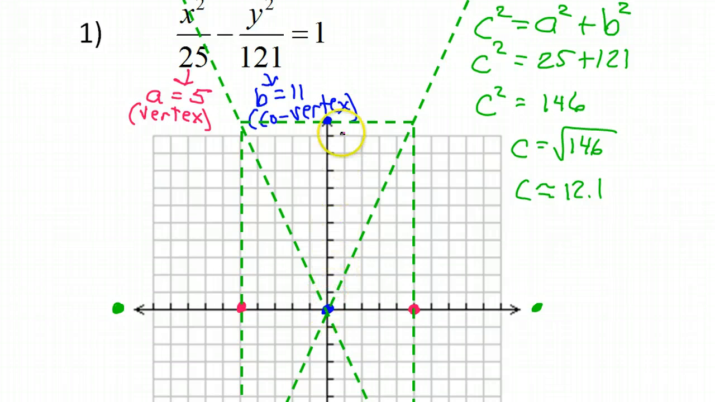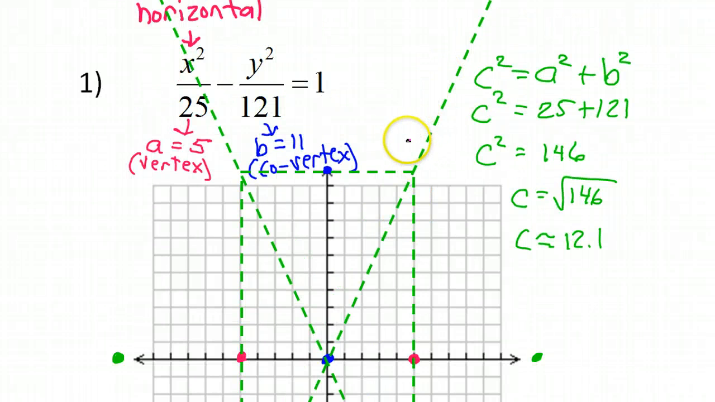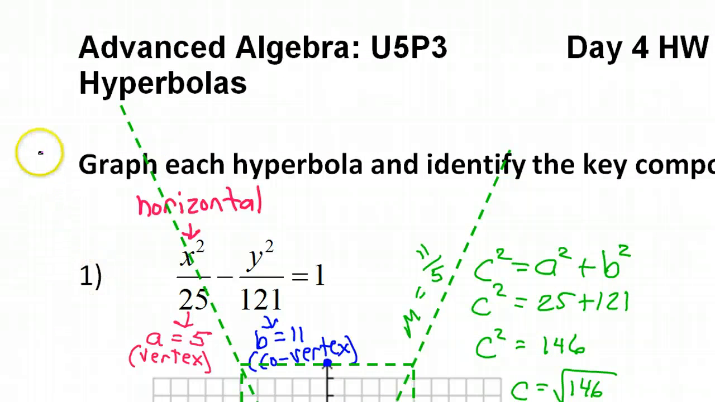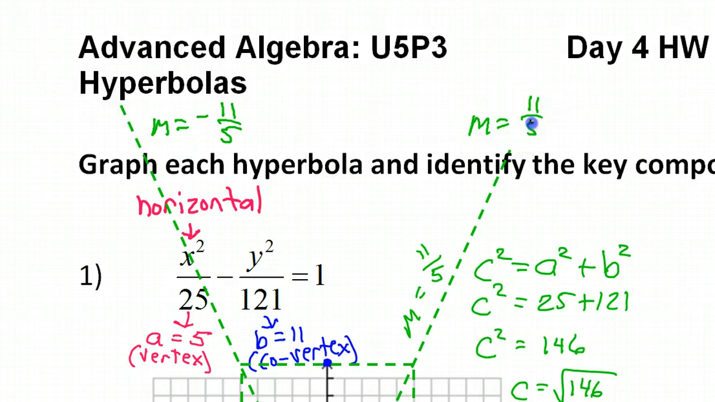Now, the slope, let's see. Well, the rise is 11, and the run is 5. So 11 over 5 is the slope of this line. All right, 11 over 5. Now, this one going the other way is going to be slope negative 11 over 5. Maybe I should put it out here. 11 over 5 and negative 11 over 5.